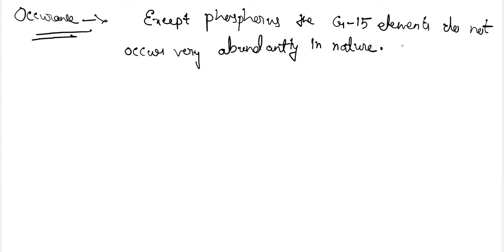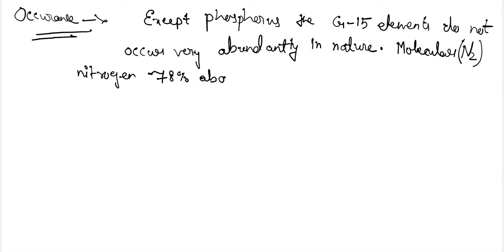But we can see molecular nitrogen, that is N2. It is present about 78% of the Earth's atmosphere.